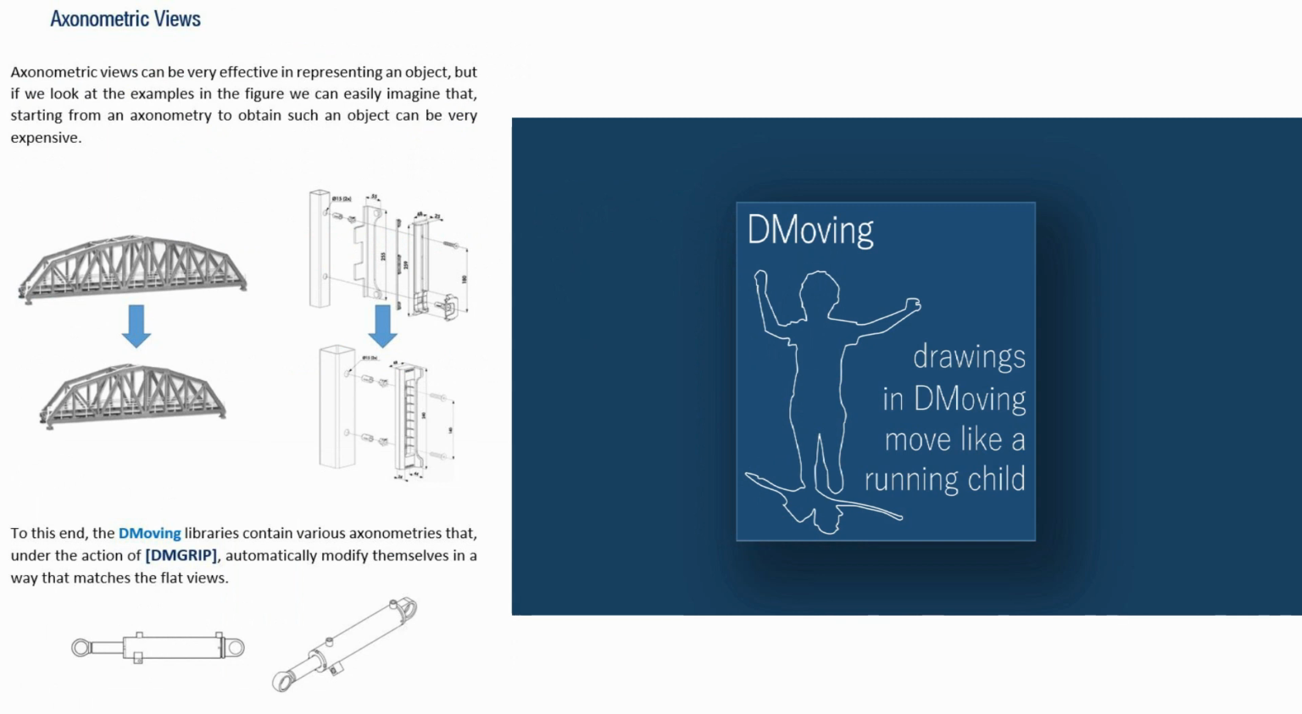Axonometric views. Axonometric views can be very effective in representing an object, but if we look at the examples in the figure we can easily imagine that, starting from an axonometry, obtaining such an object can be very expensive. To this end, the DMoving libraries contain various axonometries that, under the action of DM grip, automatically modify themselves in a way that matches the flat views.